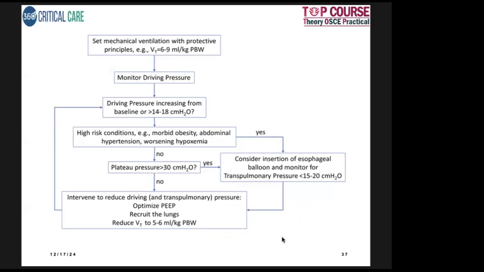First, you set up the low tidal volume and monitor the driving pressure. If it is more than 14 to 18 centimeters of water with high risk conditions, then consider inserting the esophageal balloon and monitor the transpulmonary pressure. If no, you look at the plateau pressure. If it is more than 30, then again try inserting the esophageal balloon catheter and monitor the transpulmonary pressure. If not, then try to reduce the driving pressure by optimizing the PEEP, by recruiting the lung, and also by adjusting the tidal volume to 5 to 6 ml per kg of the predicted body weight.